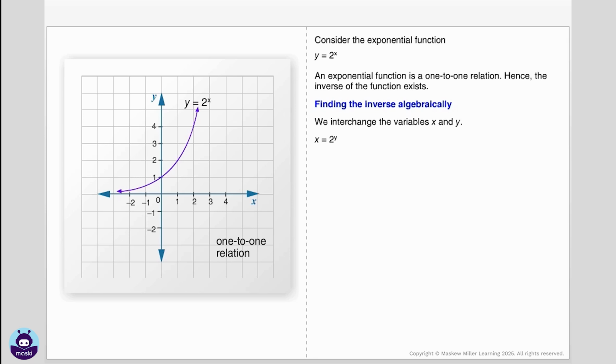It will not be possible for us to solve for y using any of the techniques of algebraic manipulation that we have learnt so far. How do we do this? Well, let us try to do this graphically.